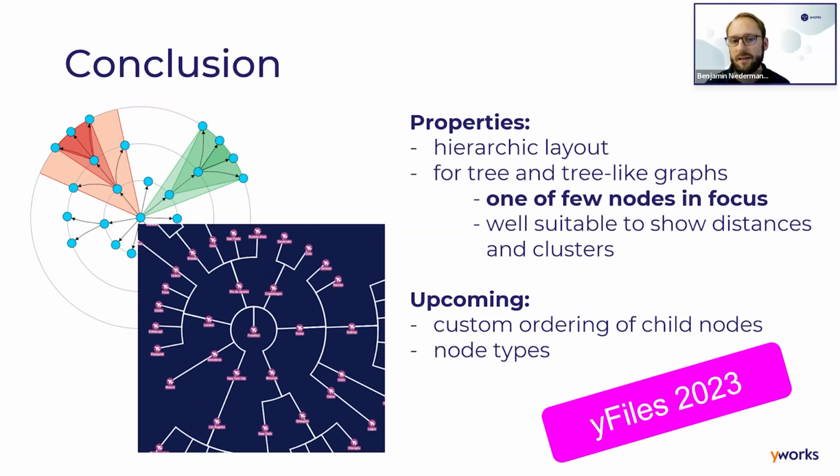And with this, you can express distances, so for example, topological distances, but you can also express clusters very nicely. And this gives you a possibility to especially visualize tree structures, but also tree-like graphs. So if there are not too many non-tree edges, we can also reroute the edges through the layers easily.